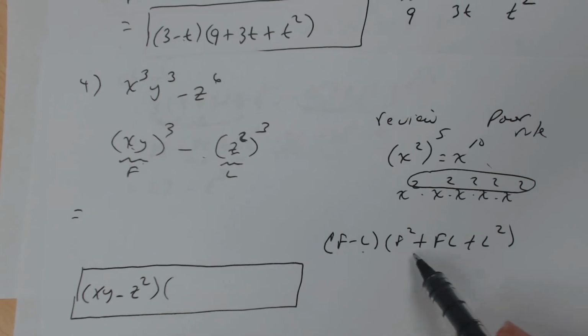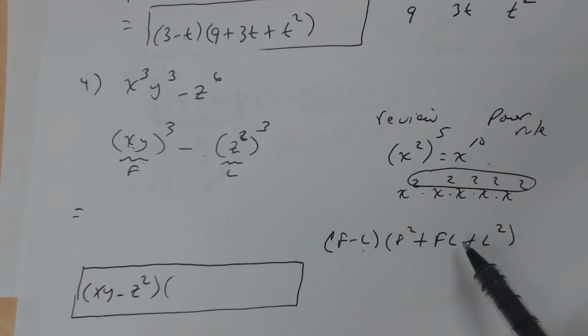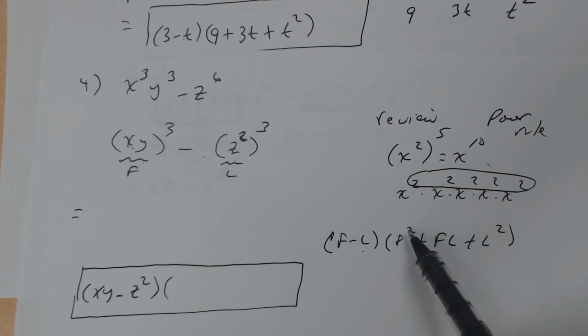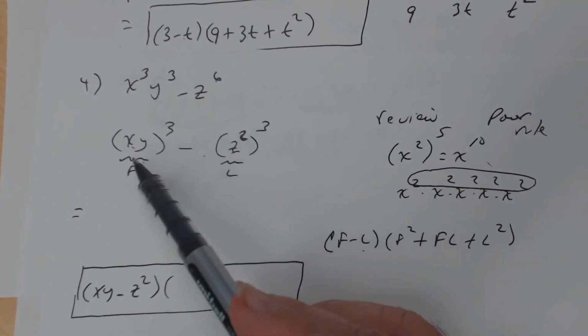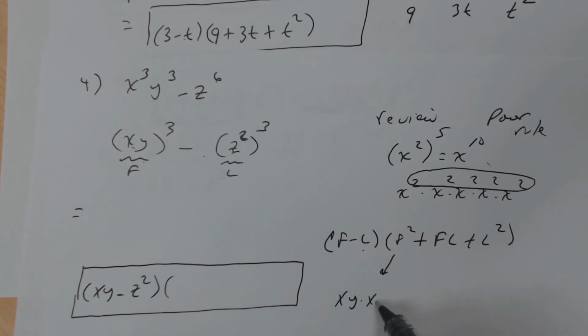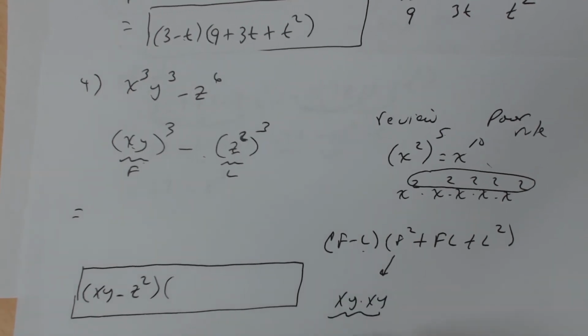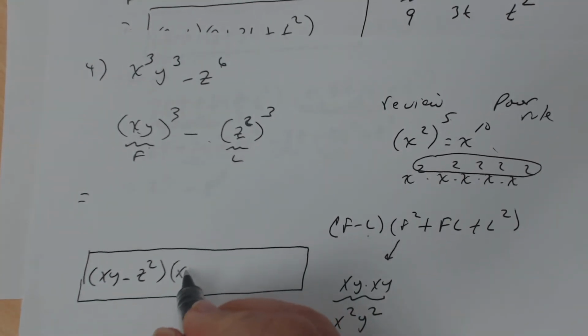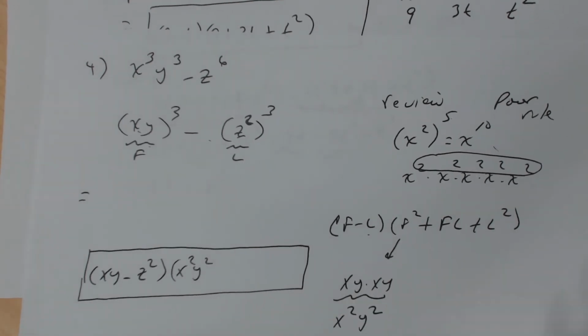All right, let's look at the trinomial. So to get the trinomial of my factorization, this says I'm going to take F and multiply by itself twice. So I'm going to square it. So F is xy. So this right here is xy times xy, which is x squared y squared. So that's going to go here. So that'll be the first term of my trinomial.